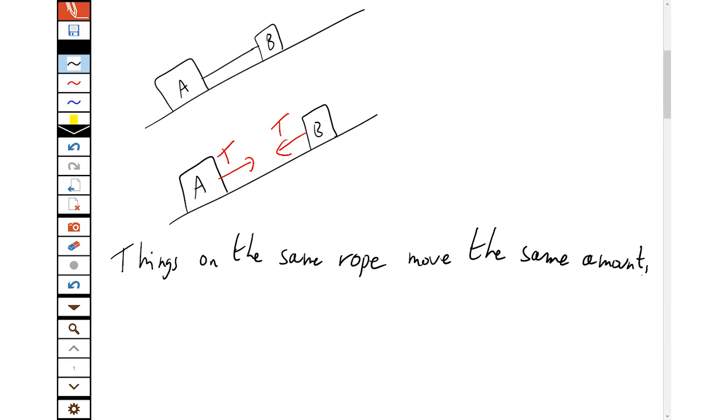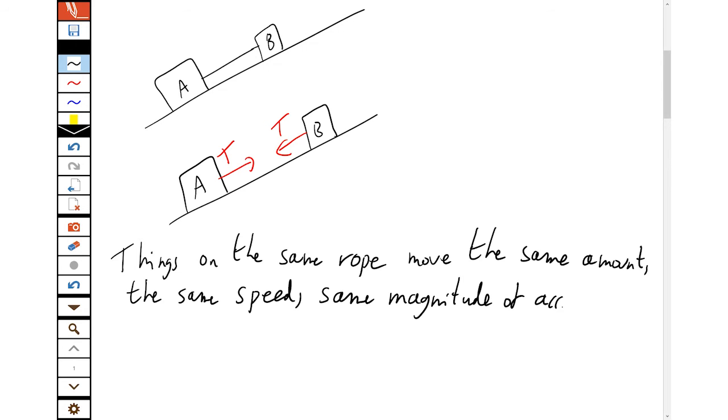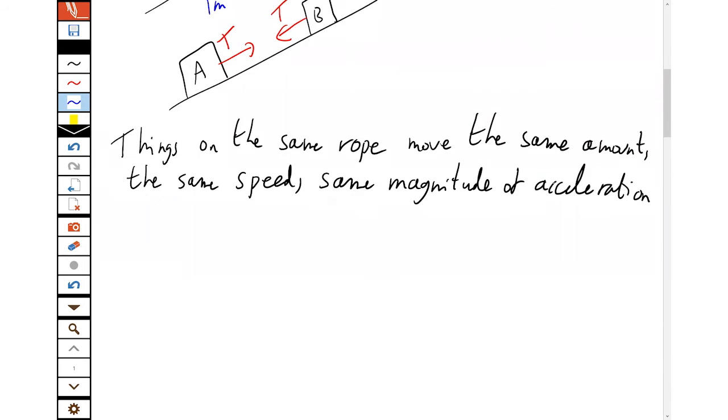And that means they have the same speed and the same magnitude of acceleration. Well, what do we mean by that? Well, if we look at A and B here, we can see if B moves up 1 meter, A must move up 1 meter, and so on. But it's not always in the same direction like that.